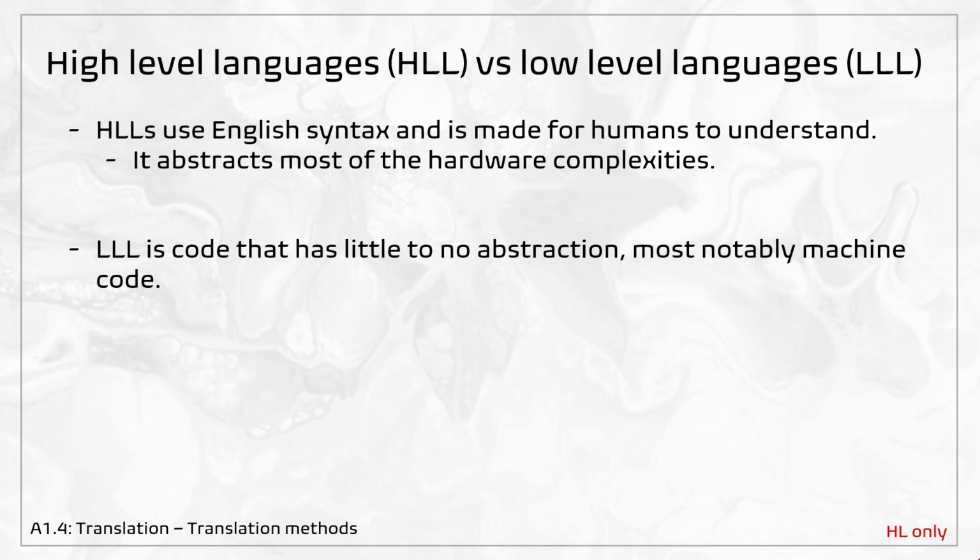Low-level languages are languages that have little to no abstraction from hardware complexities. The lowest form of low-level languages is machine code, which is just binary instructions that a CPU can directly understand. But a CPU can't understand a high-level language directly. To understand it, it needs a translator to translate the high-level language into machine code.